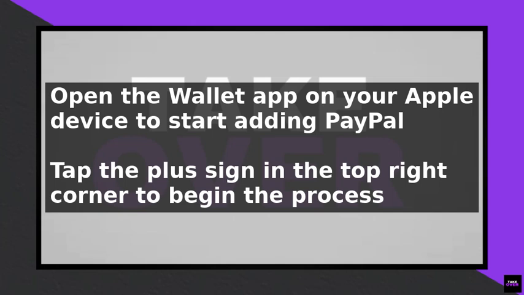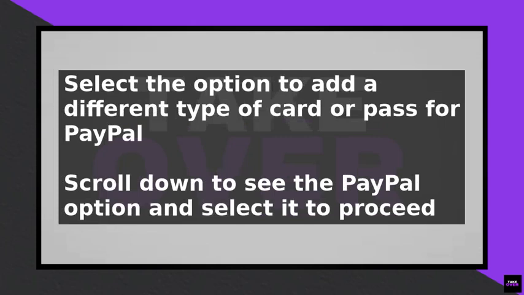Next, select the option to add a new card and then choose the credit or debit card option. However, since you are adding PayPal, you will need to select the option to add a different type of card or pass. Then, you will see an option to add a transit card or a payment method from a specific bank or service. Scroll down to see the PayPal option.